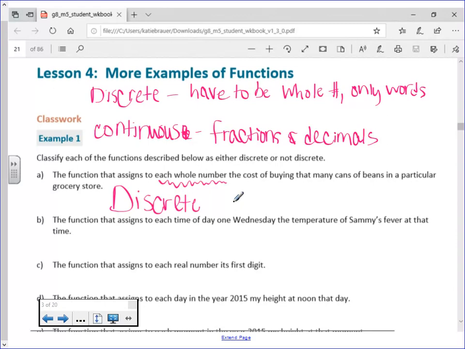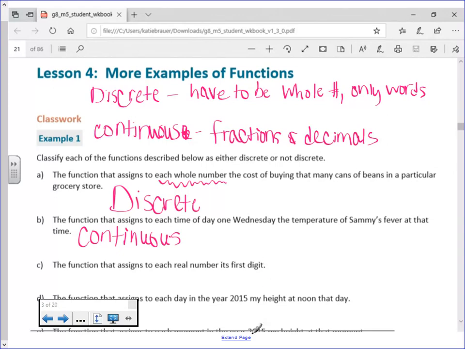Number B, it says the function that assigns each time of day, Wednesday, the temperature of Sammy's fever at that time. So if we're talking about specific times of day, it's not just 1, 2, 3, 4, 5 o'clock. Like there's more time in the day than just 1 o'clock, 2 o'clock, 3 o'clock. So this one's going to be considered continuous. I know time is kind of hard to think about in fractions and stuff, but if you think about it, you could have an hour and a half or like 3.5 hours, a quarter past noon. That's a time. So you can use fractions and stuff when you're talking about time.